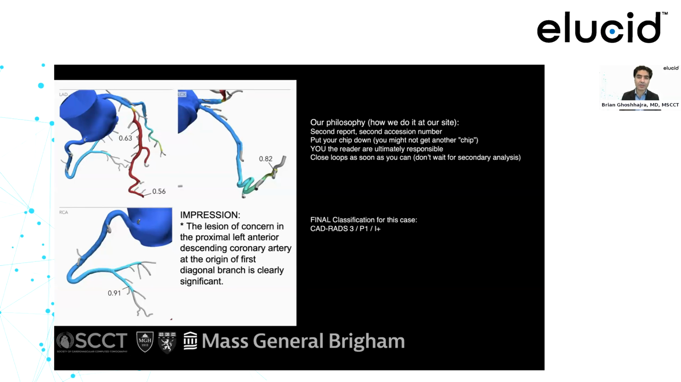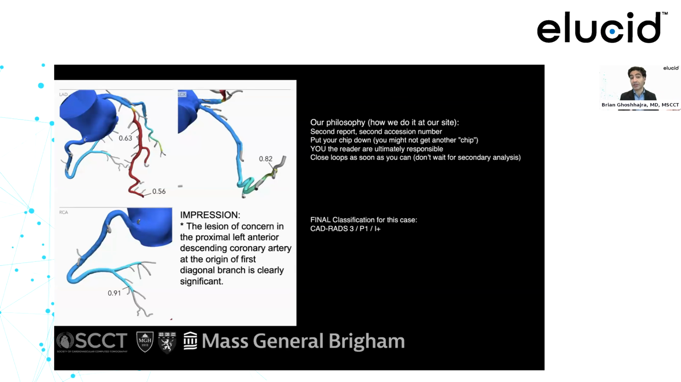So had there been no stenosis, we wouldn't have sent it. But in this case, we had exactly the best use case, which is something where we can't figure it out. So we make a separate report, second accession number, and here's the impression of that report. The lesion of concern in the proximal left anterior descending coronary artery at the origin of the first diagonal branch is clearly significant. And then we also give an updated CAD-RADS because now we can add that I+. So your CAD-RADS paradigm gives you the base. Nothing's changed about that. So you have your base CTA, and that's CAD-RADS 3.